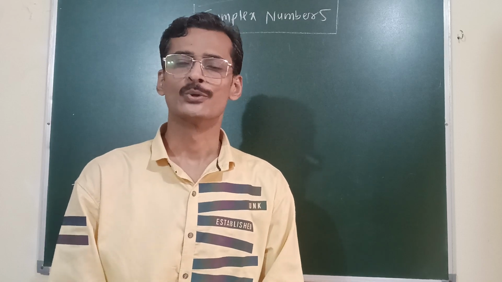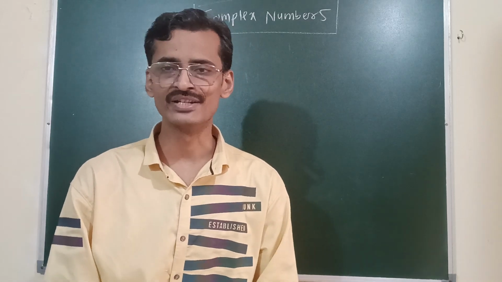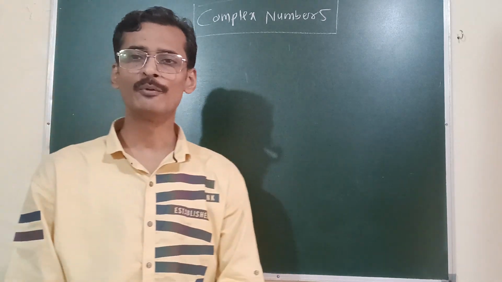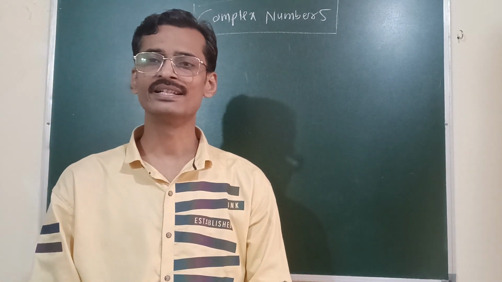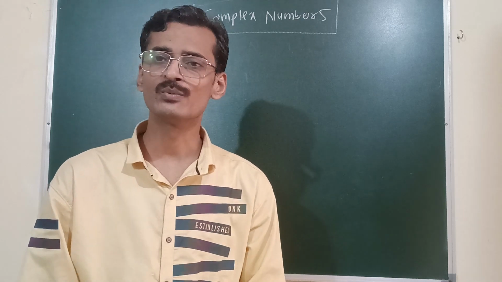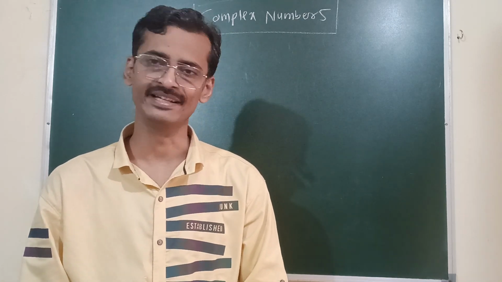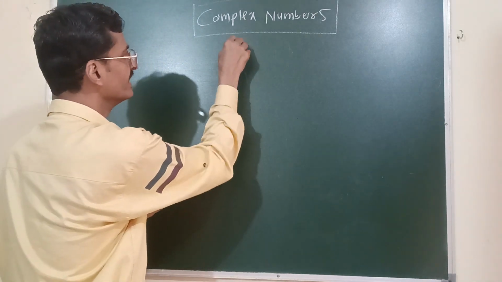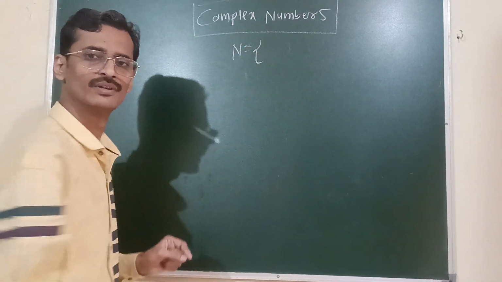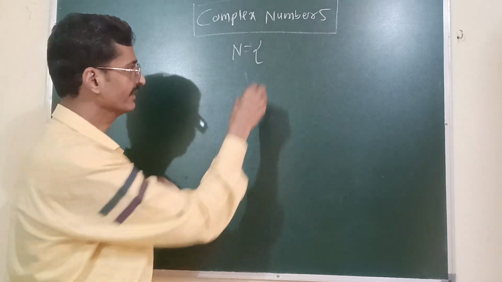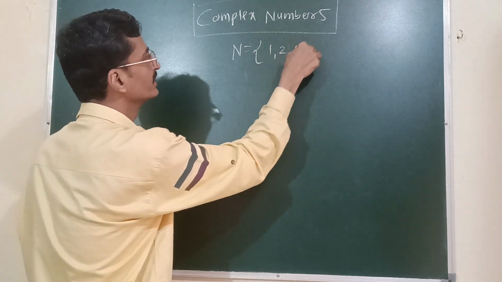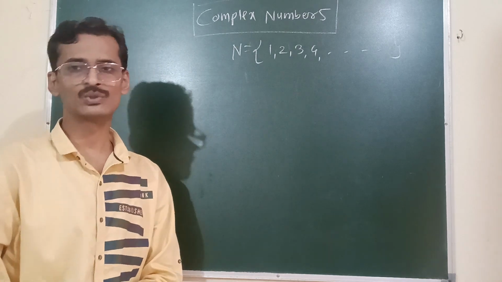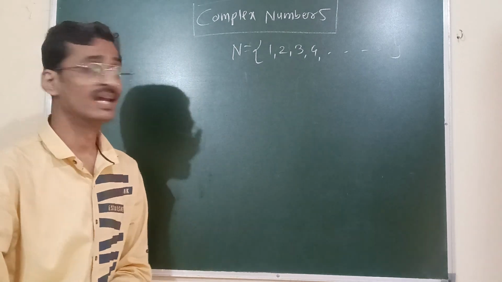Hello friends, today let us study new numbers that are called complex numbers. Before complex numbers, let us revise the numbers which we have studied till 10th standard. The first set of numbers which we know is natural numbers, which start with 1: 1, 2, 3, 4, tending to infinity. These numbers we generally use to count.